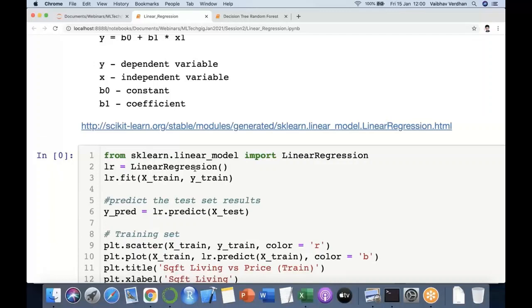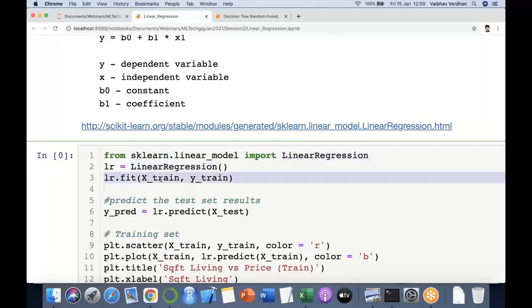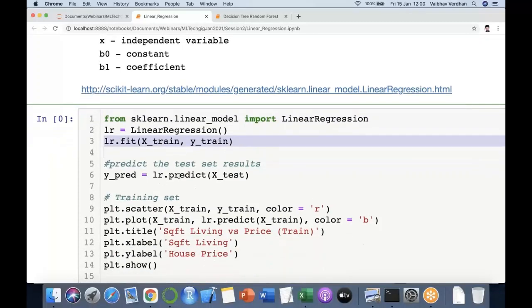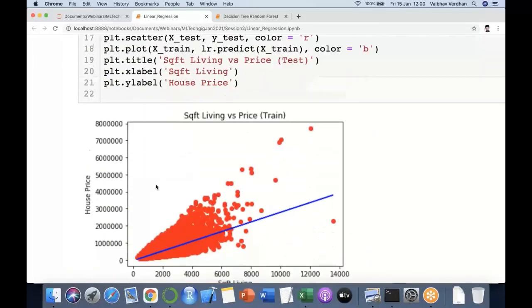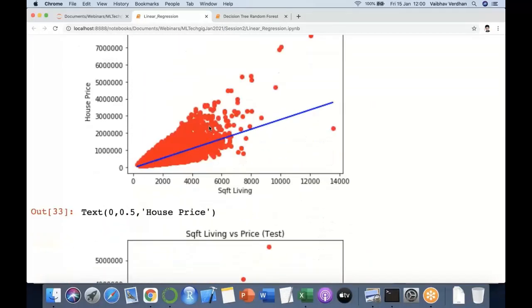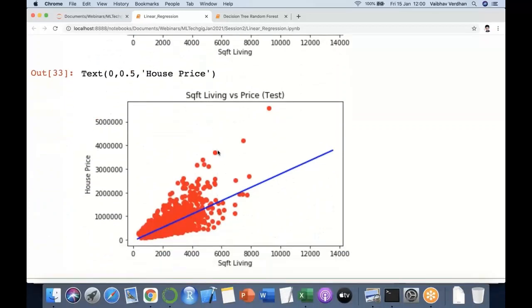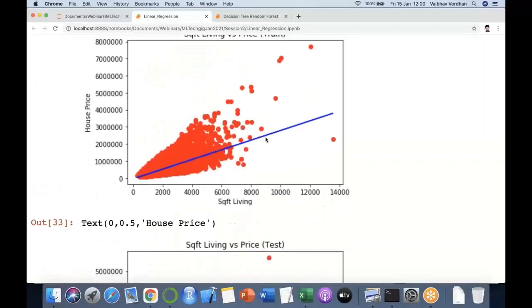I just invoked linear regression from my scikit-learn library, linear regression, fit x-train, y-train, and I want to predict. This is my training set, this is my testing set, and I'm predicting on the testing set. You can see that all these red dots are the data points that we have. My blue line is the line of best fit based on my simple linear regression model.